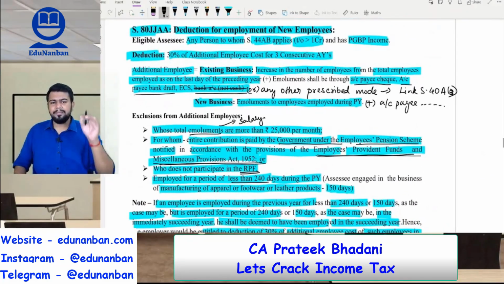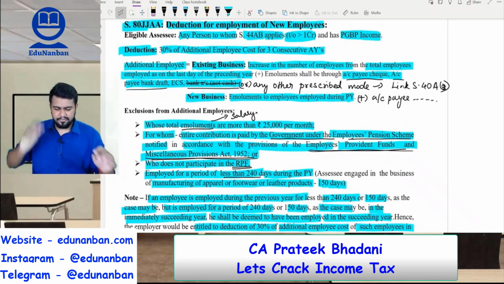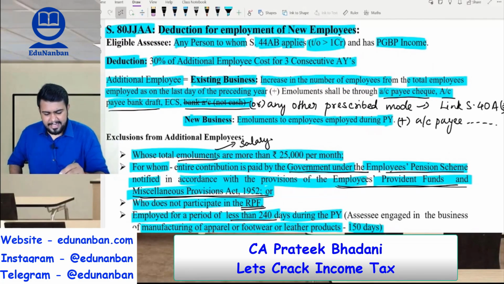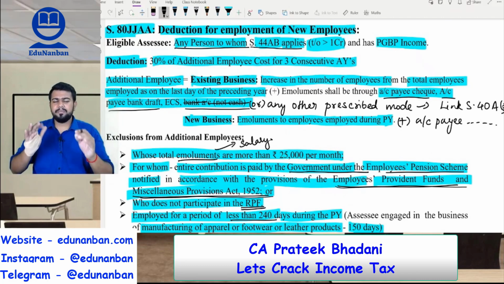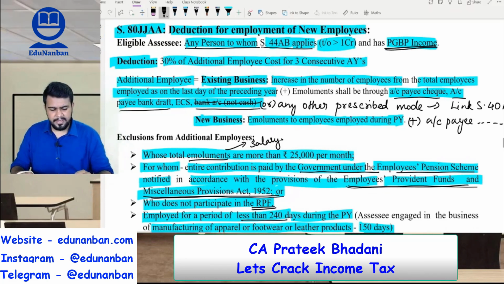Now let us come to an important section, section 80JJAA, deduction for the employment of new employees. First of all, who is an eligible assessee? An eligible assessee is any person to whom 44AB applies. That is, any person whose turnover is more than 1 crore and who has PGBP income. Okay, turnover is more than 1 crore and having PGBP income.